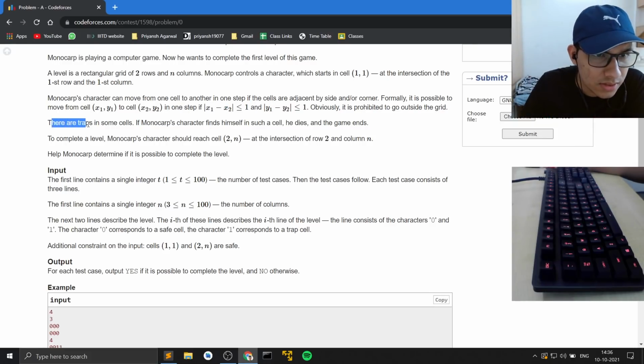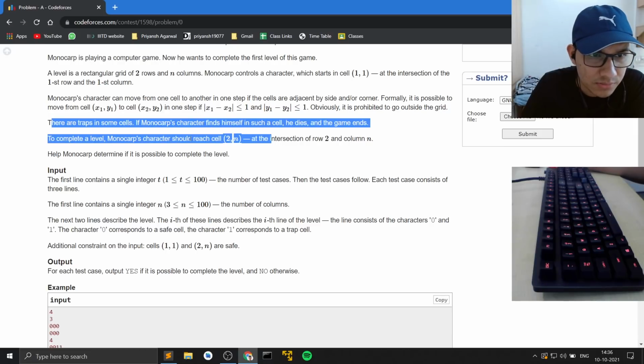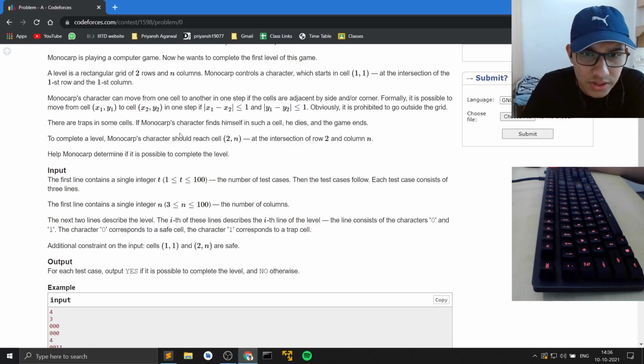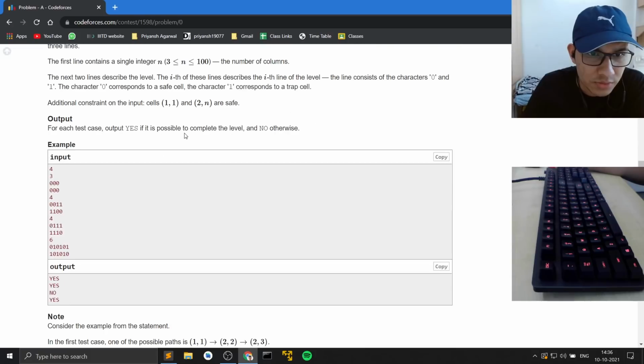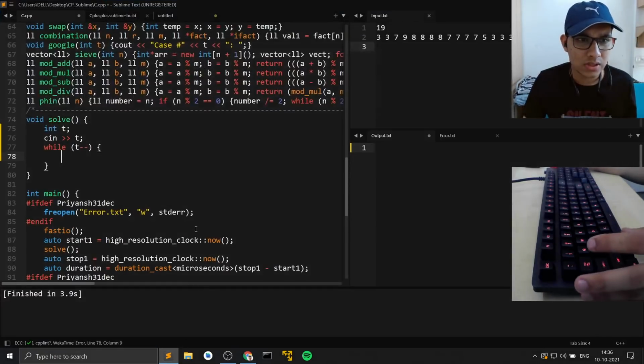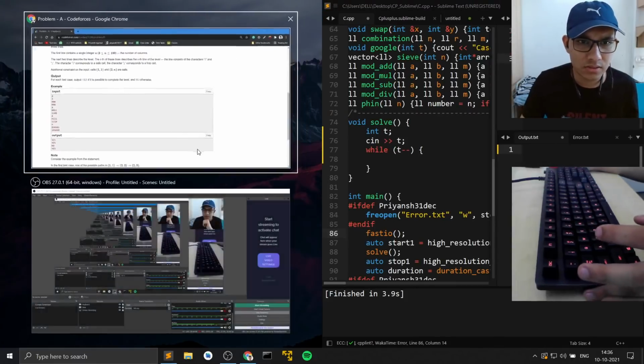There are traps in some cells. If Monocarp's character finds himself in such a cell, he dies and the game ends. To complete the level, he should reach cell (2, n), if it is possible to reach. Okay, that's a very simple DP, I think.